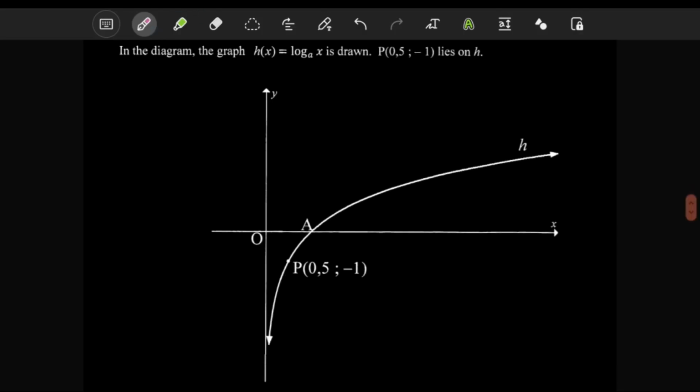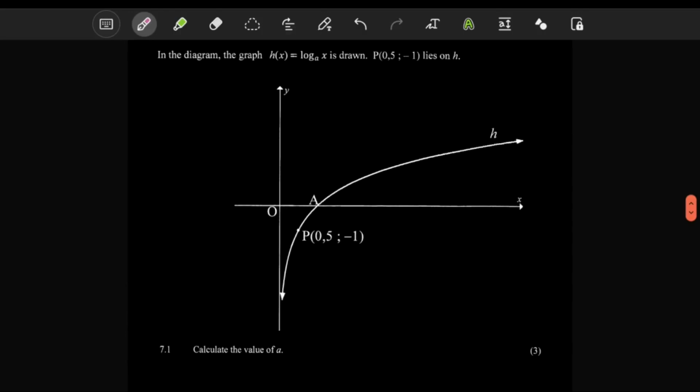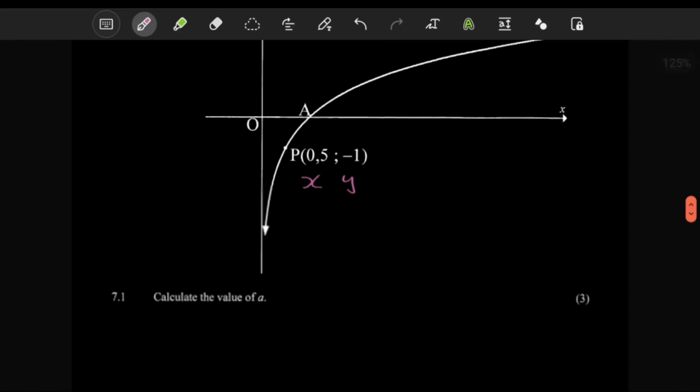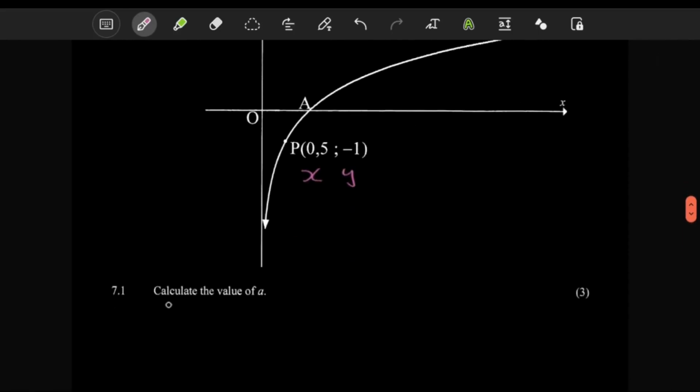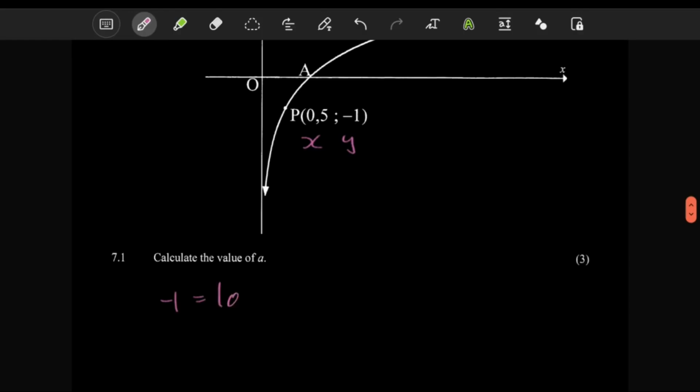I guess this is as easy as it gets, because this is just a basic straightforward question. There's an x value here, and there's a y value directly next to it. So here, where is y? Y is -1. So let's see here. Y is -1, and we have log a. The x value is a half.